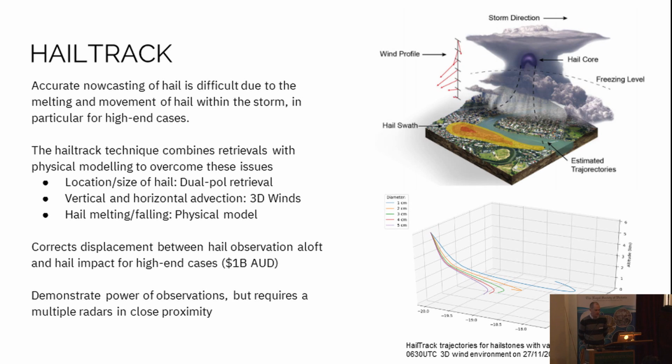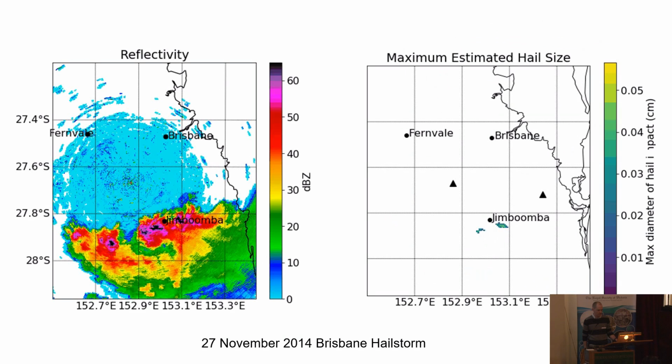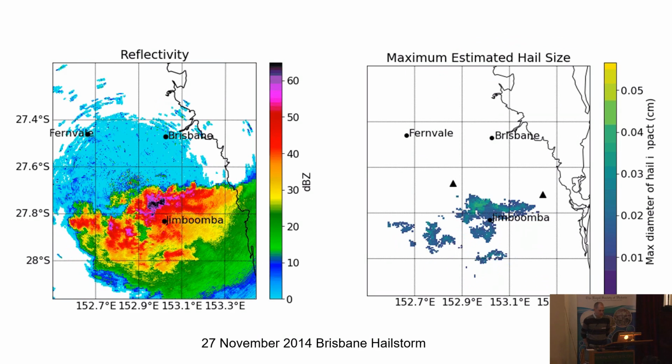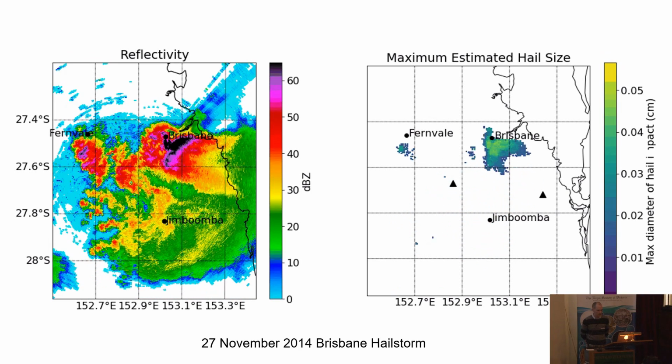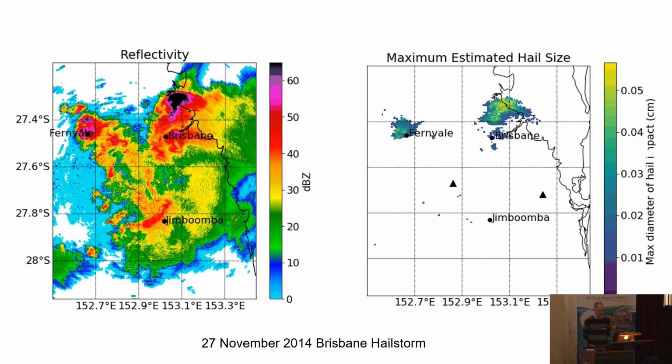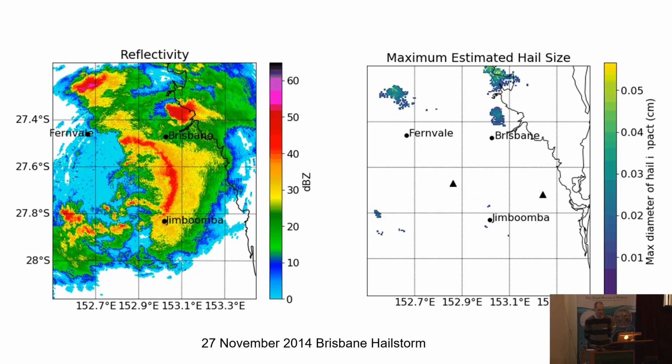So we've seen this technique correct a lot of the displacement between hail observed aloft for high-end cases, and it really demonstrates the power of combining multiple retrievals for improving our physical understanding. Just a quick animation showing the traditional reflectivity horizontal cross-section on the left of one of these cases, and what HAILTRACK provides us on the right.